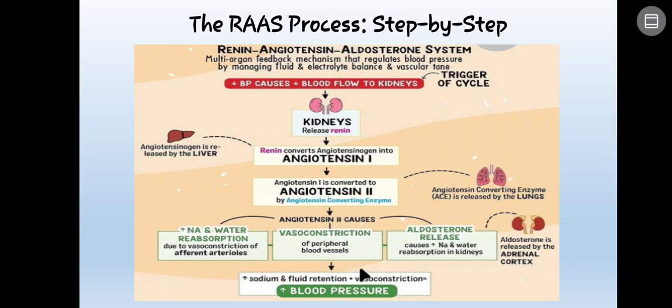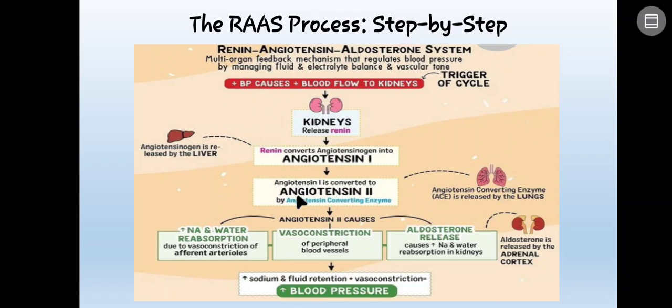And the angiotensin 2 is actually a potent vasoconstrictor. It also acts on the adrenal gland for it to release aldosterone. And this aldosterone is produced by the adrenal cortex. What aldosterone will do is cause sodium and water resorption in the kidneys. So at the end of the day, sodium and water will be retained in the body.